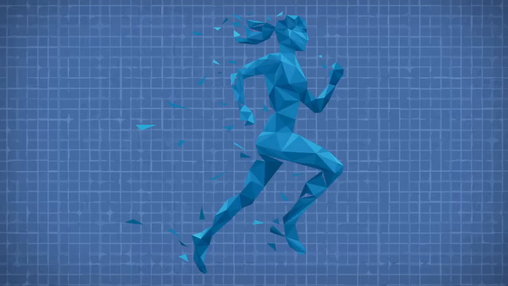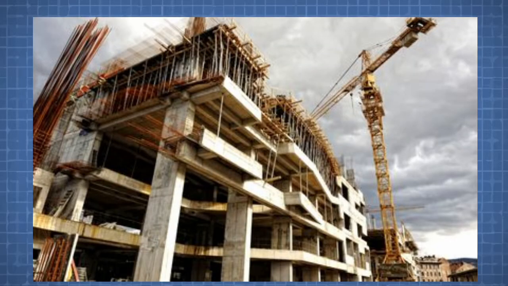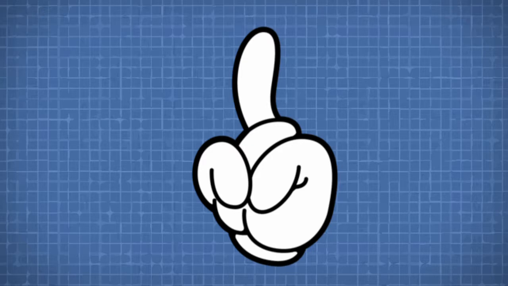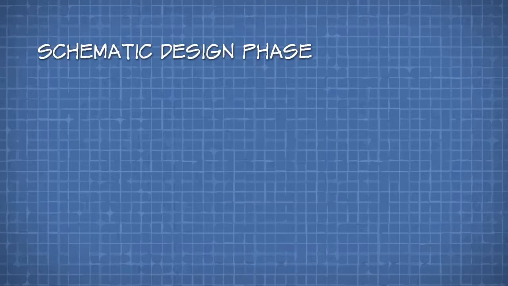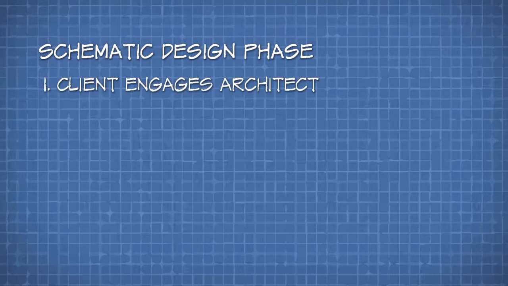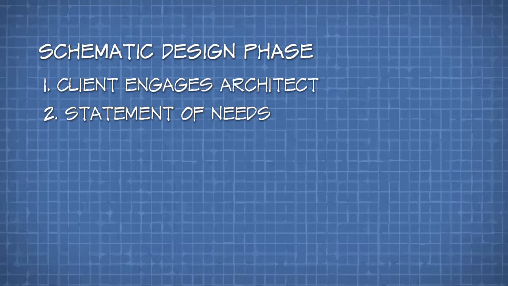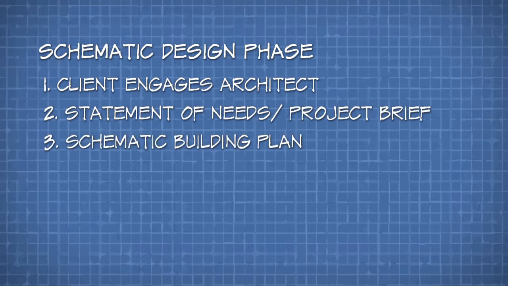After all that, let's have a brief run through of how it works in the construction process. First things first, as we mentioned, when we go into a construction process, we first start with the schematic design phase, where the client engages the architect. The client hands over a statement of needs, better known as the project brief. The architect prepares something called a schematic building plan.